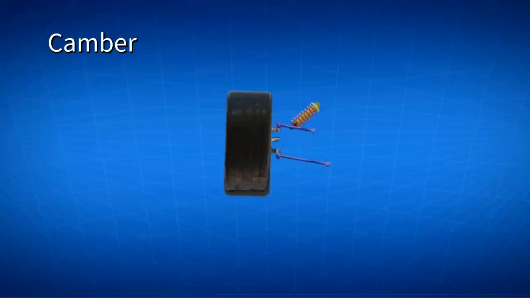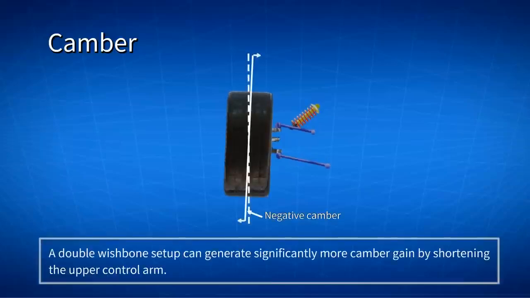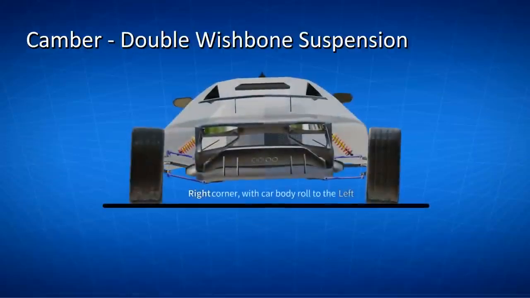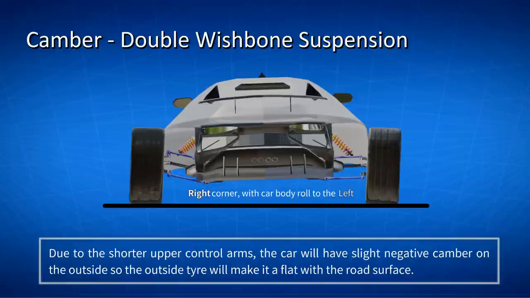A double wishbone setup can generate significantly more camber gain, by shortening the upper control arm. This is beneficial when the car goes around the corner. Due to the shorter upper control arms, the car will have slight negative camber on the outside, so the outer tire goes flat with the road surface.